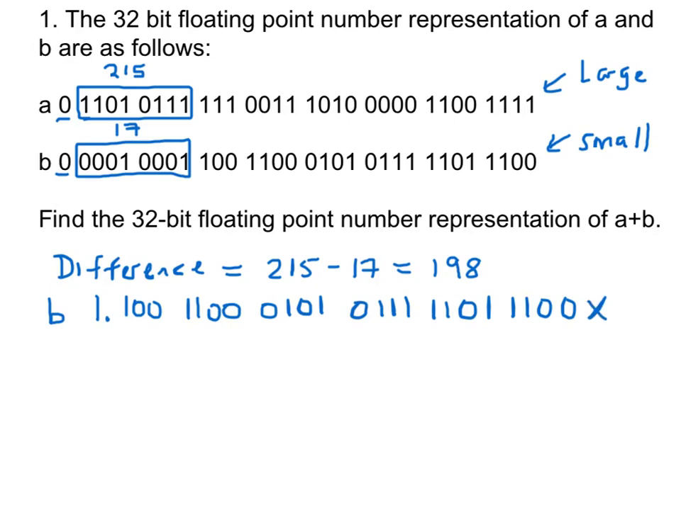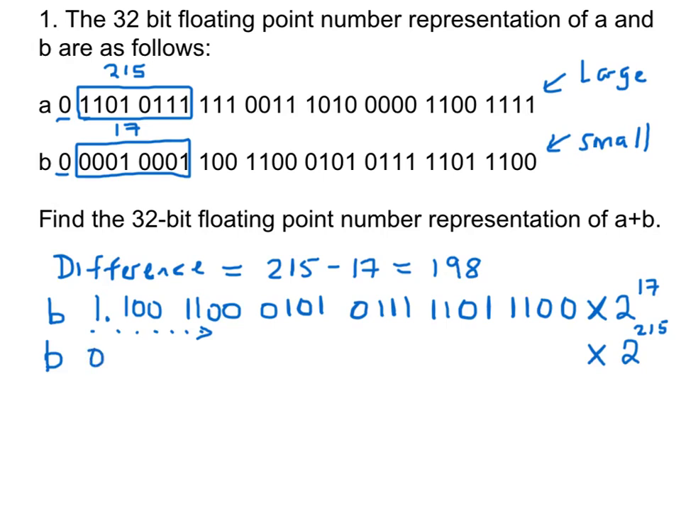And remember that it's multiplied by 2 to the power of 17. We want to rewrite it so that it's multiplied by 2 to the power of 215, right? So that the two exponents are the same and then we can add them. So what essentially are we going to do when we rewrite B? We're going to shift all these places here to the right by 198 places. But when we do that, we lose all the data.